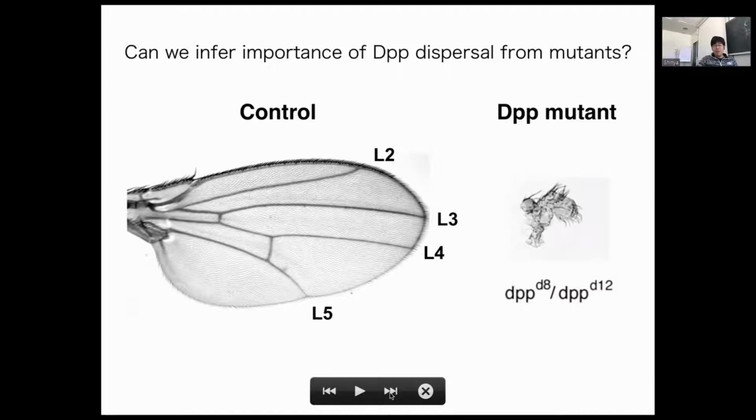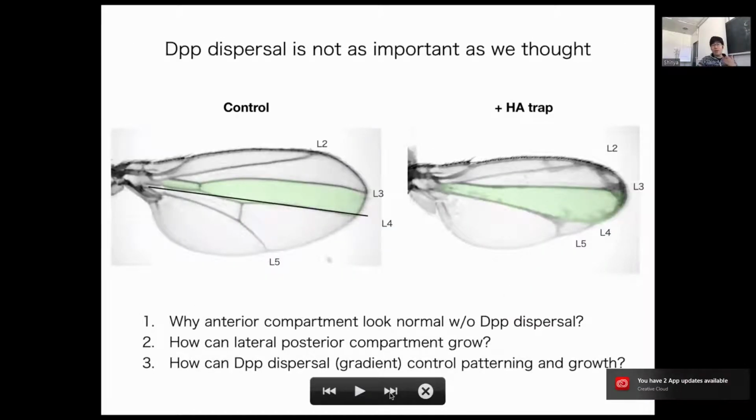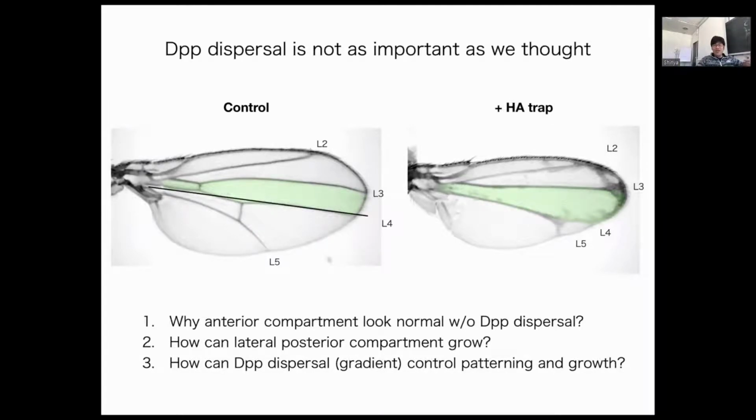But now, if you think about our new result using this protein binder, we start to develop a new idea. So it seems that if you interpret this HA trap result, the DPP dispersal is not as important as we thought. But this is not the end of the story, and this actually raises many questions.